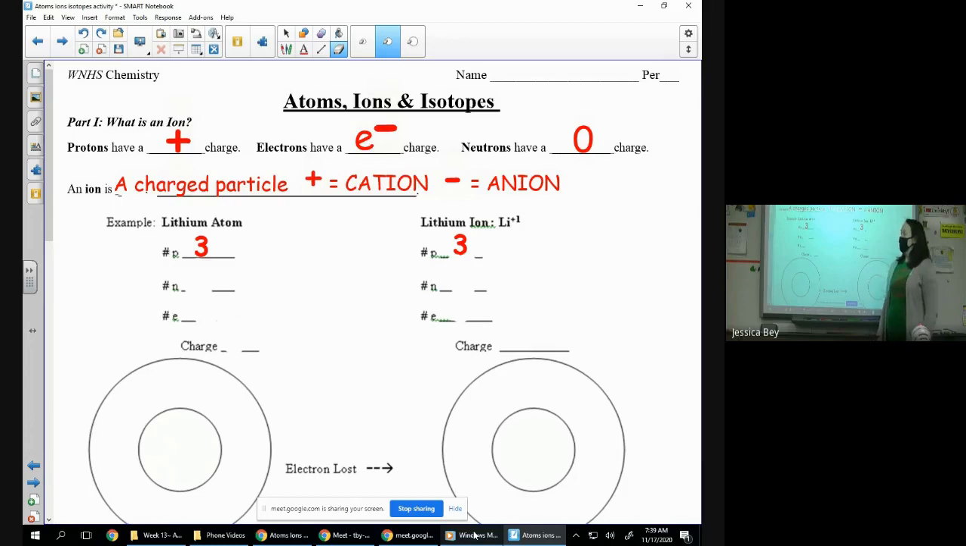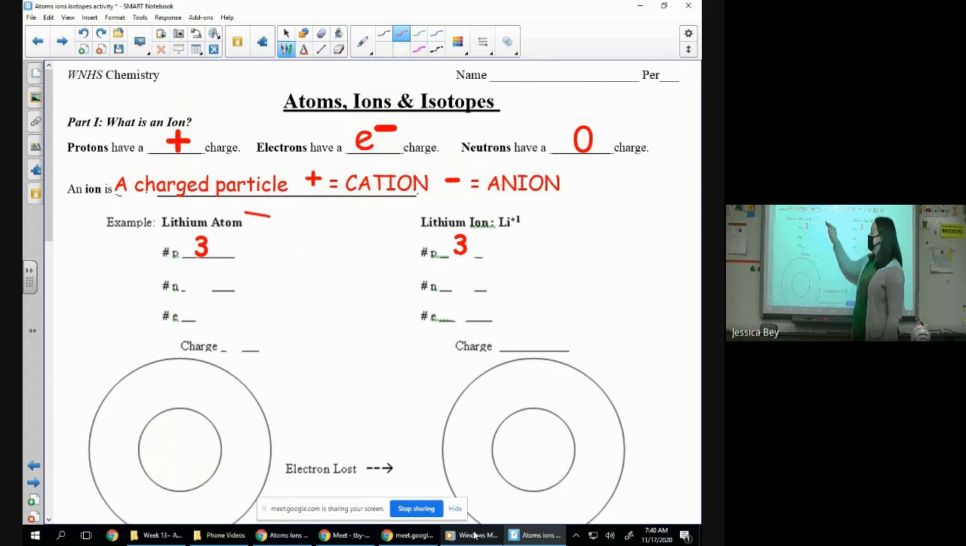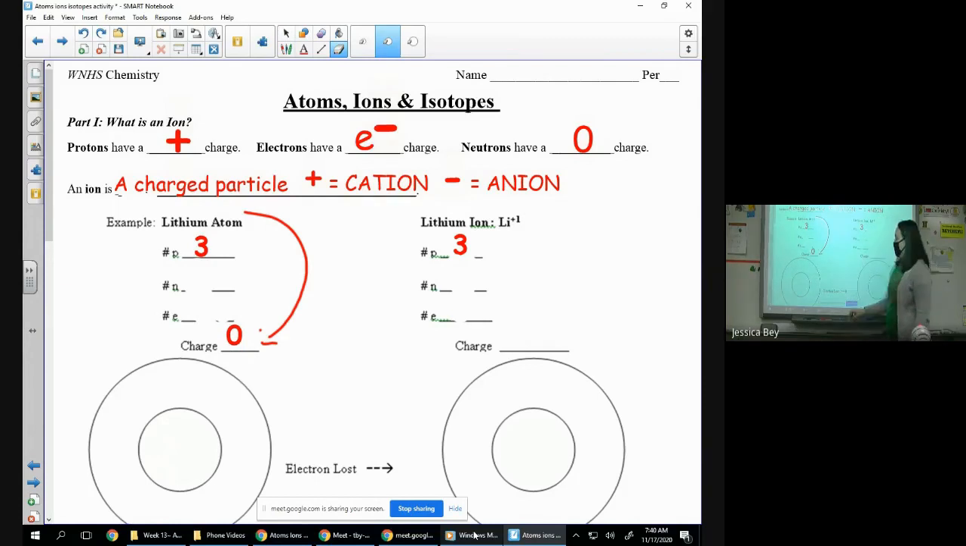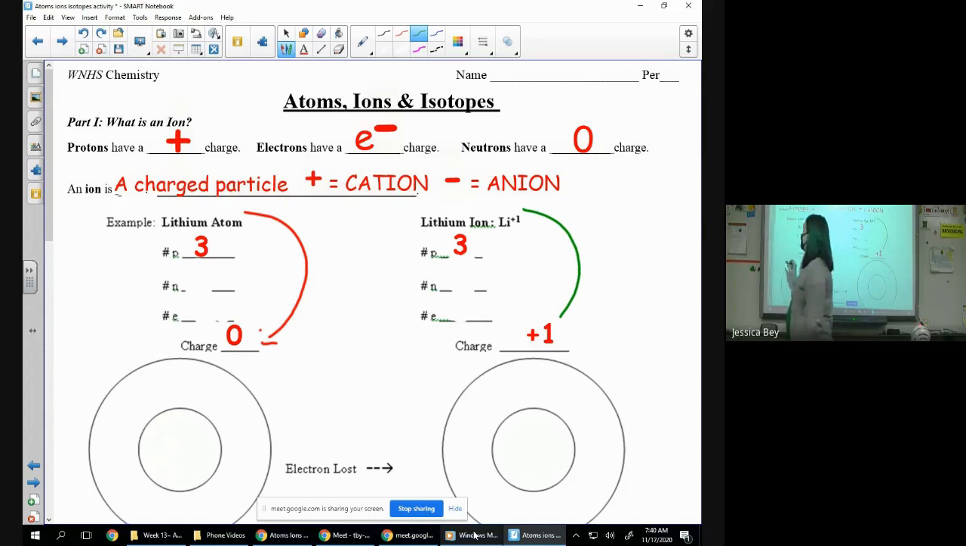Now, an atom is neutrally charged, so I'm just going to write down here that the charge is going to be 0. And this ion tells me the charge is going to be +1. If you've not been given any information about the mass, you can simply use the mass off of the periodic table. What is your mass rounded for a lithium atom or ion? 6.94 will round to a mass of 7.